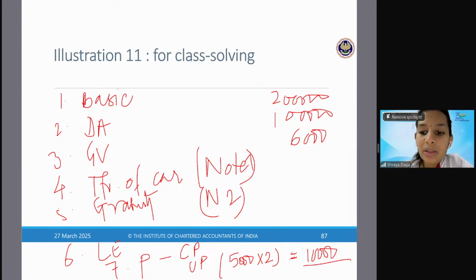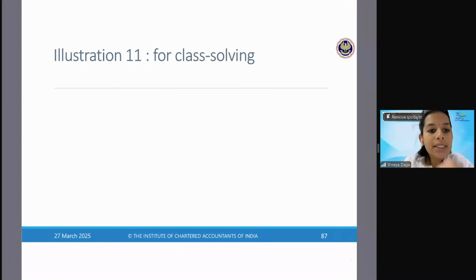Then we will get the gross salary. So leave encashment is note 3, and the commuted pension is note 4. Let's calculate note 1, car, note 2, gratuity, note 3, leave encashment, note 4, commuted pension, and then come back to this. Then just plot the values, and we'll get the gross salary. Okay, let's do note 1, car.